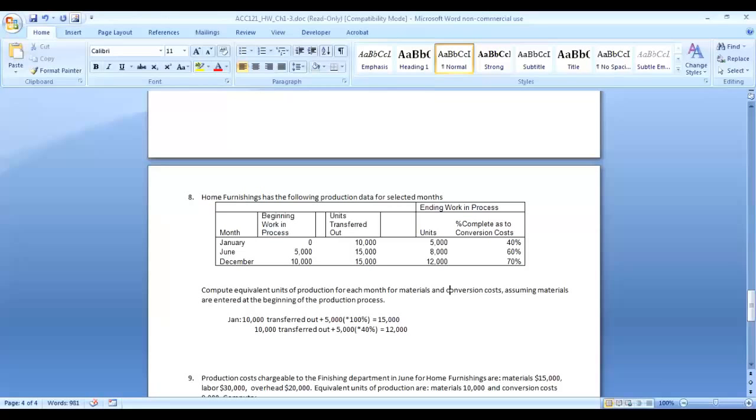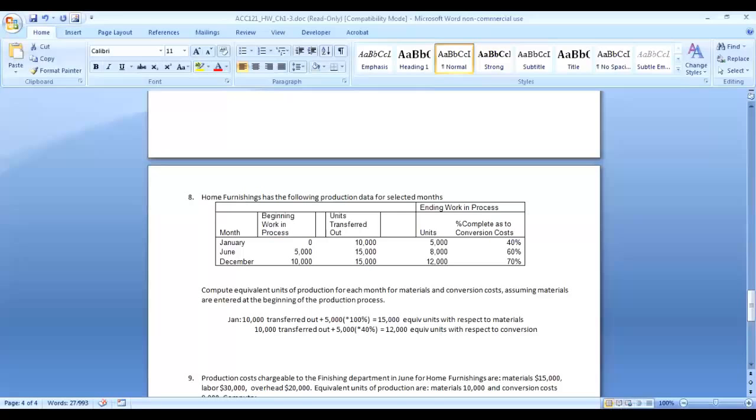So in that case, you wouldn't sum those two numbers, would you? 15 plus 12 for a total of 27? No, remember we always want to say this is 15,000 equivalent units with respect to materials, and this is 12,000 equivalent units with respect to conversion. There's no hybrid calculation. Always calculate them separately, because when it comes time to do a unit cost calculation, we want to do that separately as well.